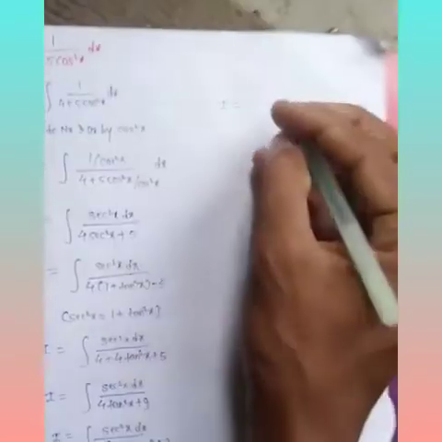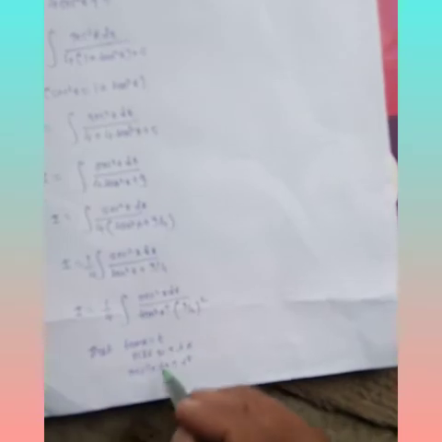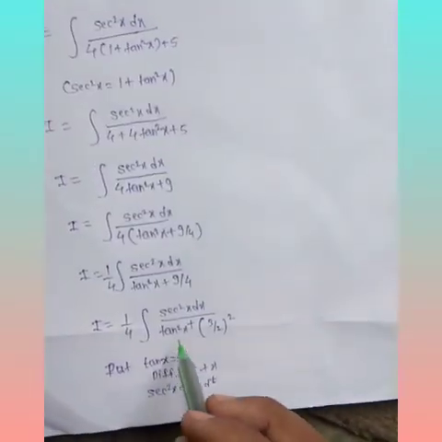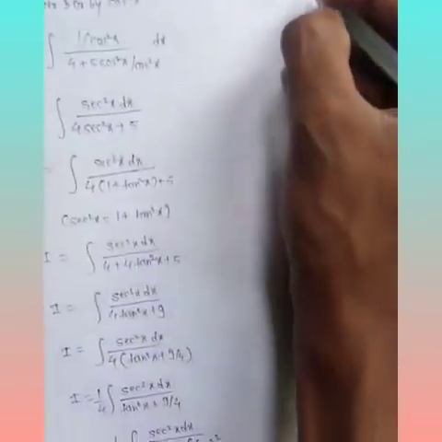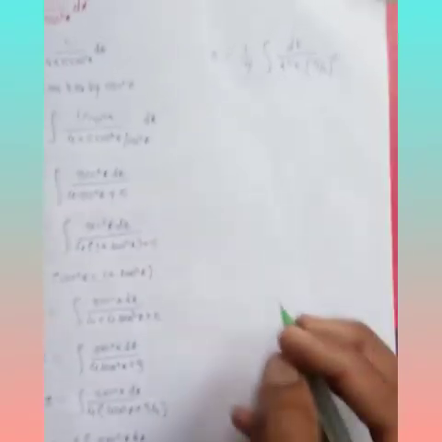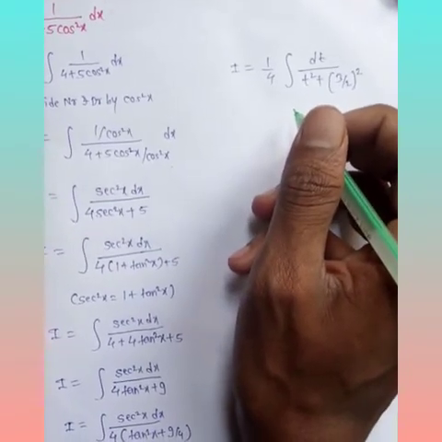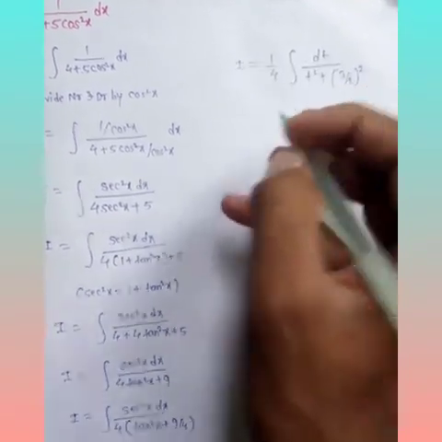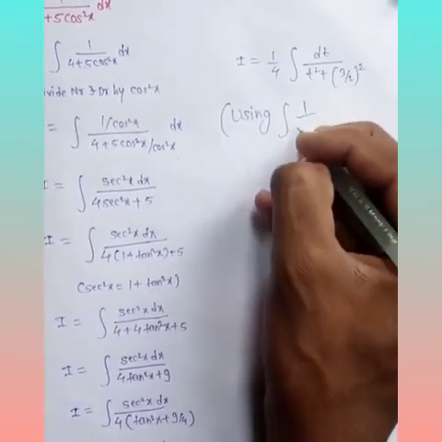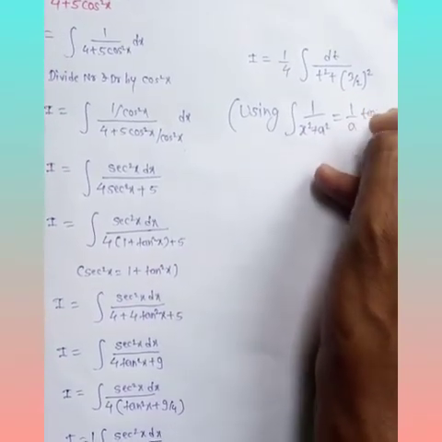So I is equal to 1 by 4, sec square x dx will be dt. Okay, dt upon tan square x will be t square plus (3 by 2) whole square as it is. Now here, for solving the further integration you must know the formulas of integration. So here we will use one of them. Using the integration of 1 upon x square plus a square, which is equal to 1 by a tan inverse x upon a.